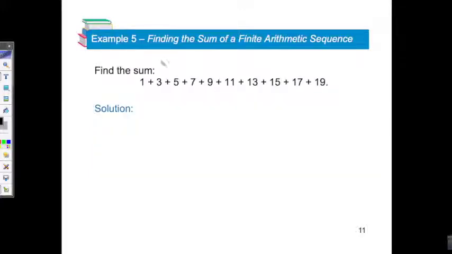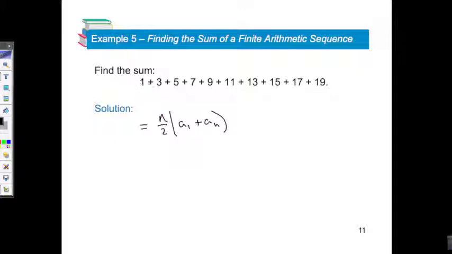Let's see it in practice. I want to find the sum of all of these numbers together. Now yes, it's very simple. I could just add them all together, but we want to use the formula. So what we have in our formula is n over 2, which is going to multiply the first term plus the last term, and that will give me my summation. Now I need to know how many terms there are, the first term and the last term.